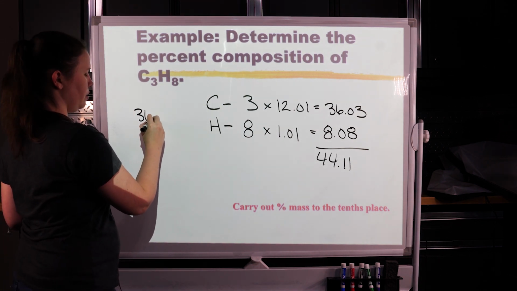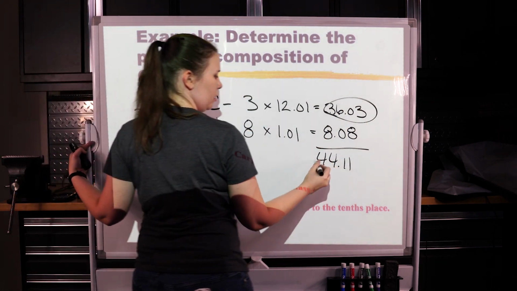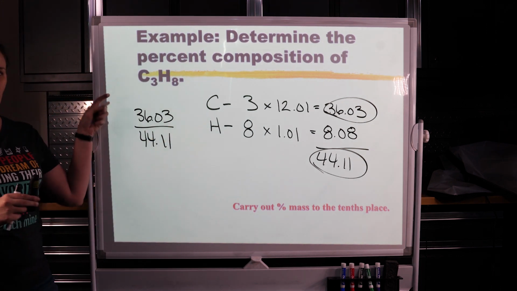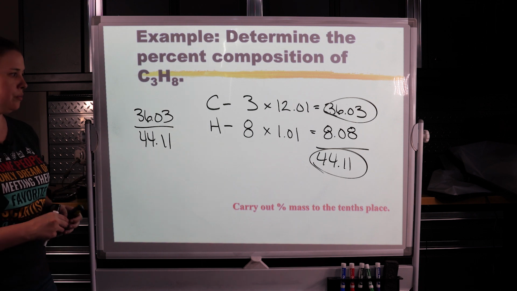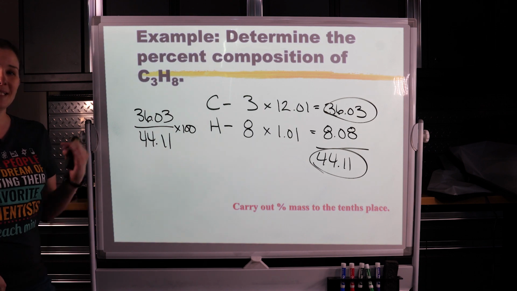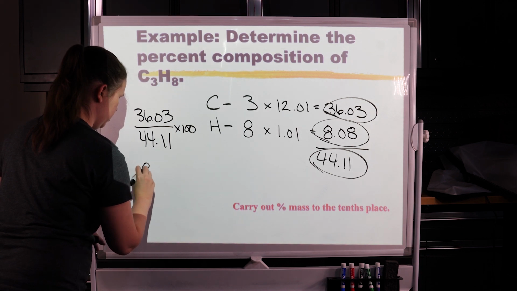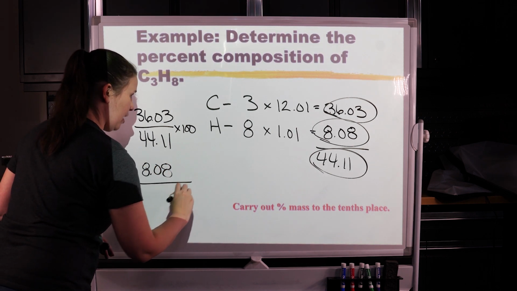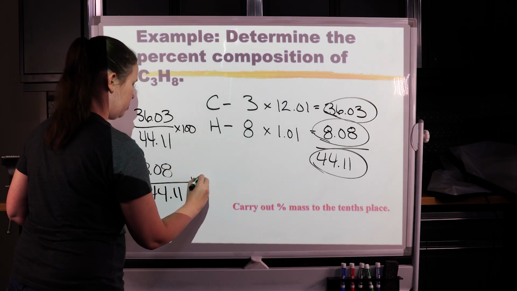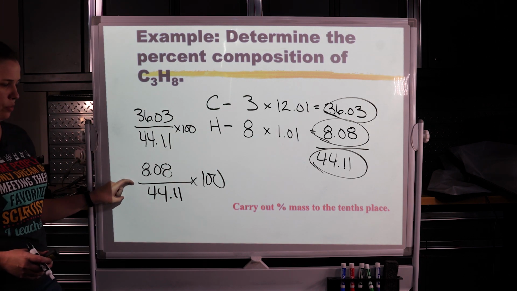Let's say I want to find the percent of carbon. I'm going to take my 36.03, the part that's carbon, and I'm going to divide that by the total, the 44.11. The part of the carbon divided by the entire molecule. And then what do you do for any percentage? Multiply that by 100. Then we're going to do the same thing for the hydrogen. We take the part that's hydrogen, the 8.08, and divide that by the entire molecule, 44.11, and then multiply that by 100. That's going to give you the percentage carbon and the percentage hydrogen.